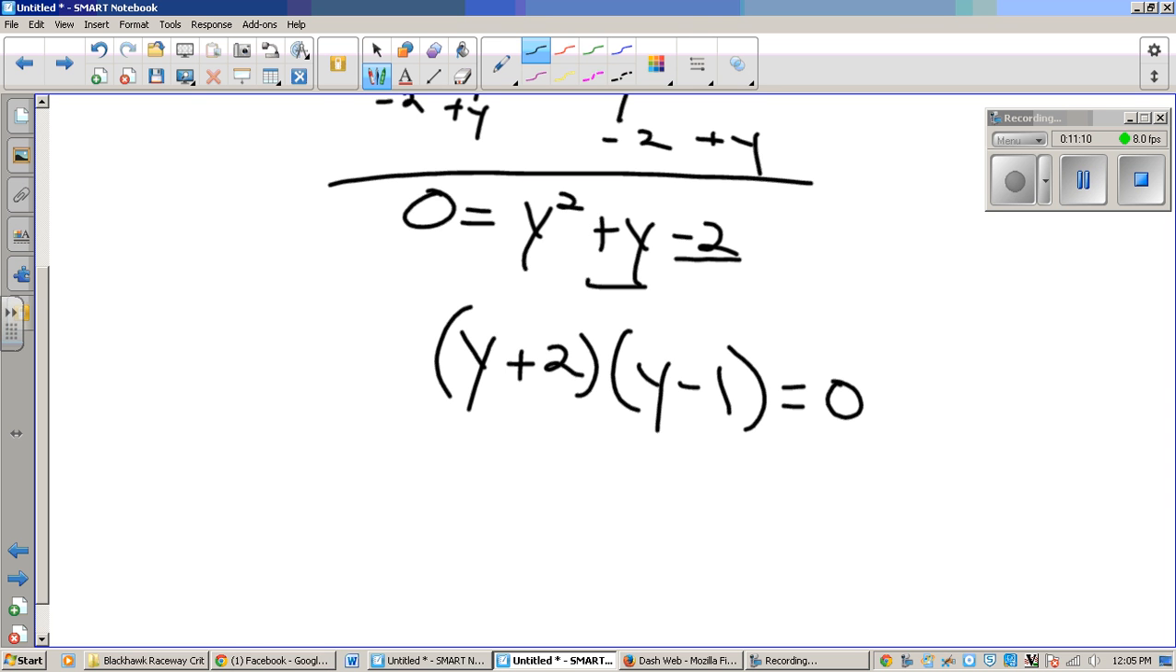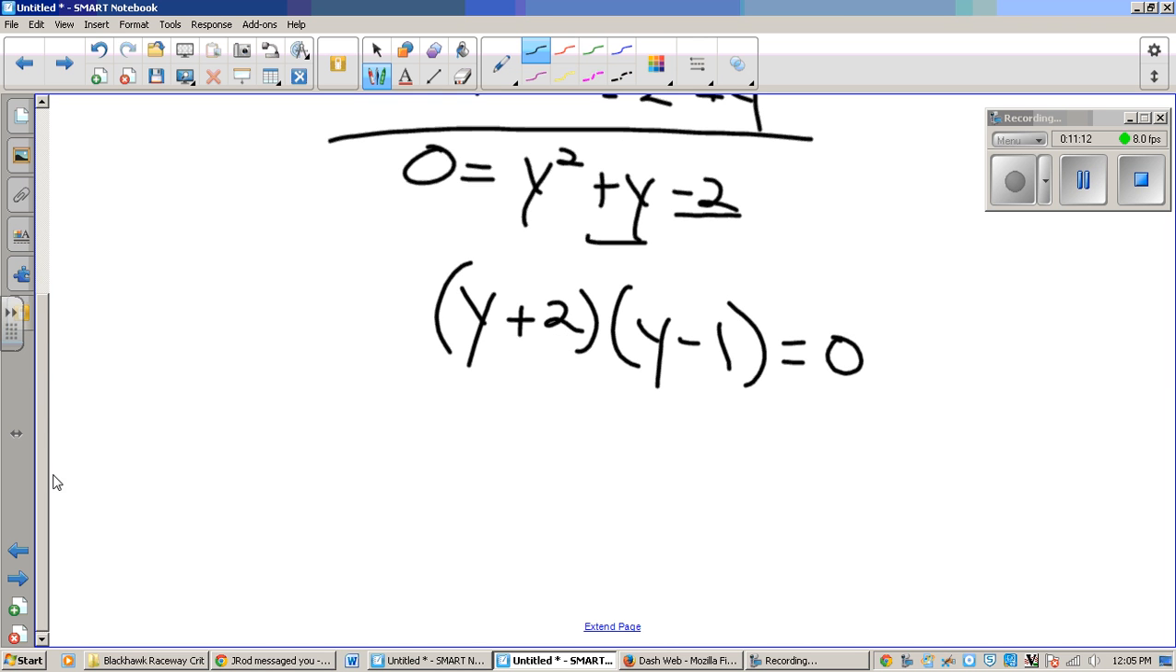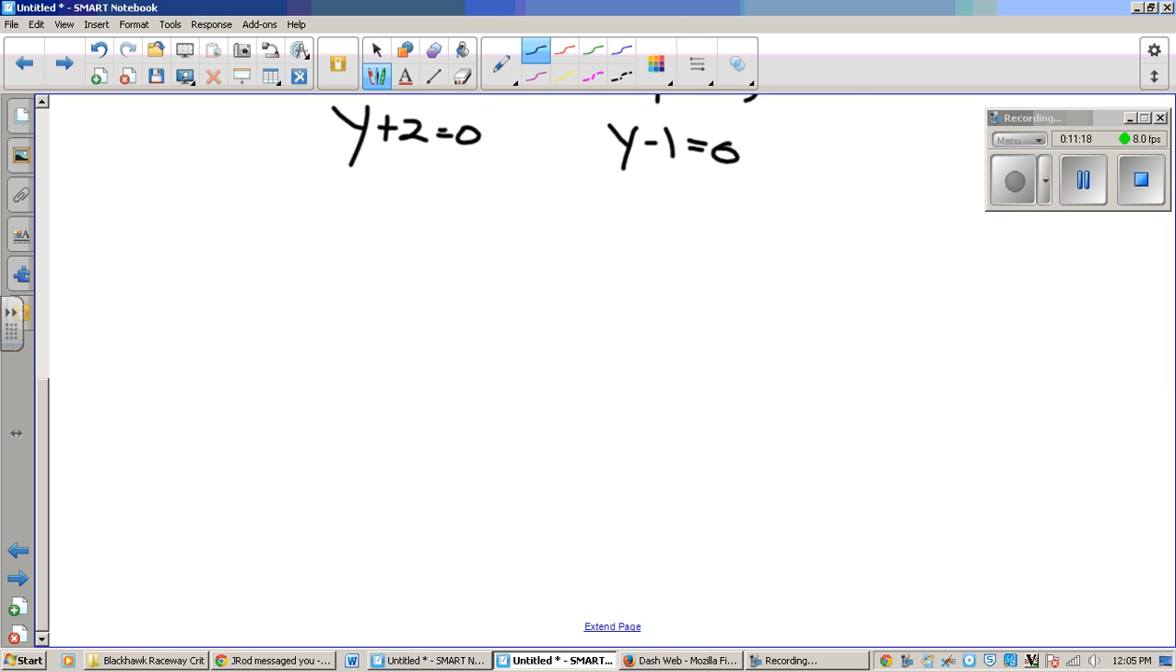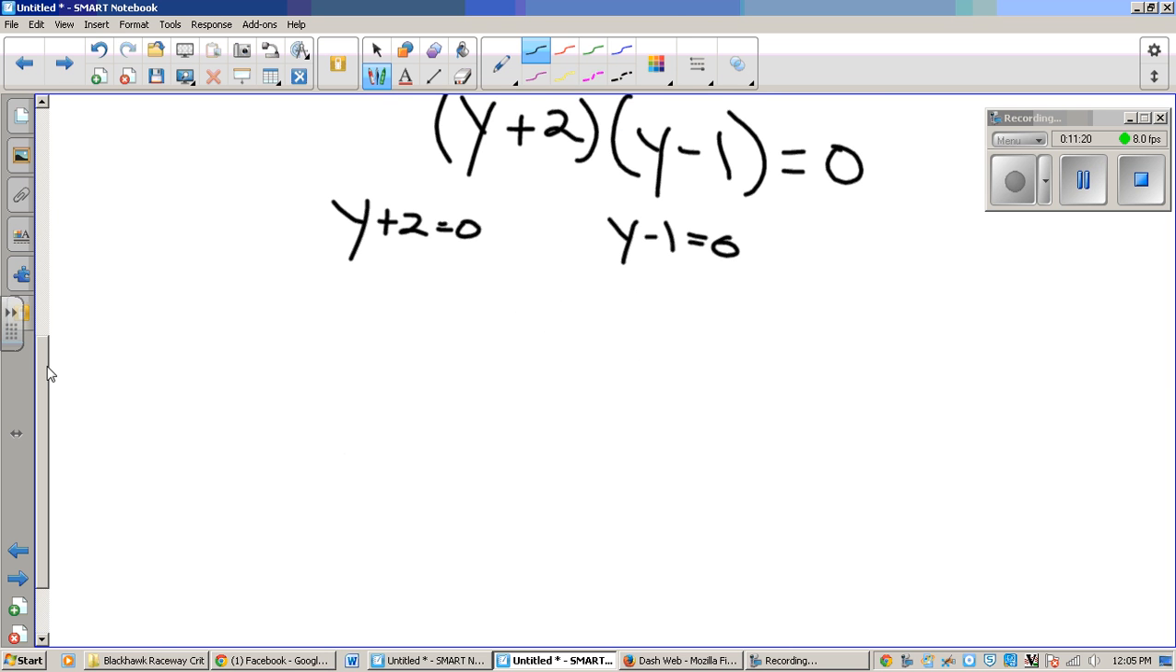So if we set this equal to 0, we know that y plus 2 equals 0, or y minus 1 equals 0, and we solve. So if we subtract 2, y equals -2, and if we add 1, y equals 1. So my solution set is -2 and 1.